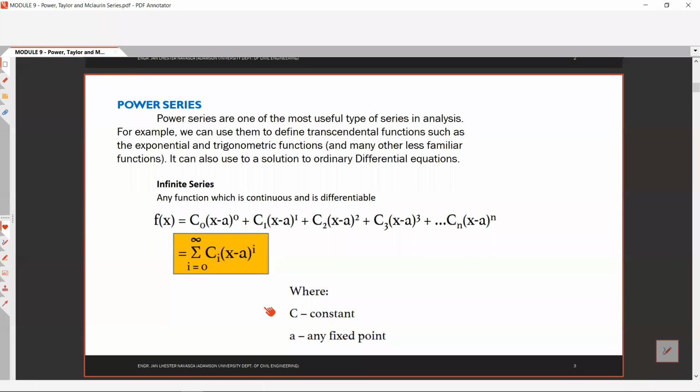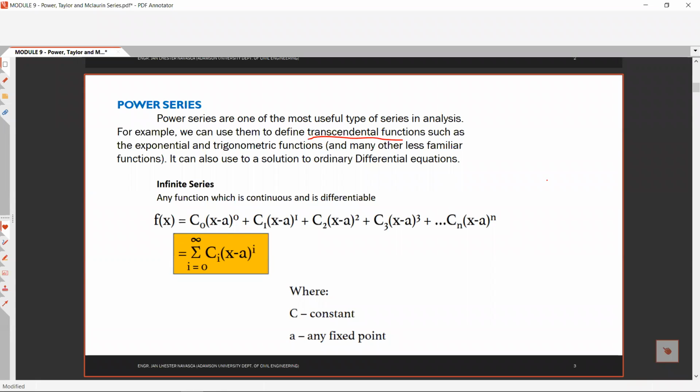of our series. Okay, so ang binanggit kasi dito, that is define daw yung transcendental functions, and we will convert it to parang to define a transcendental function to polynomial functions.